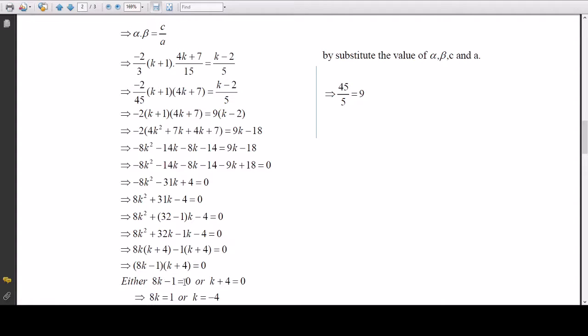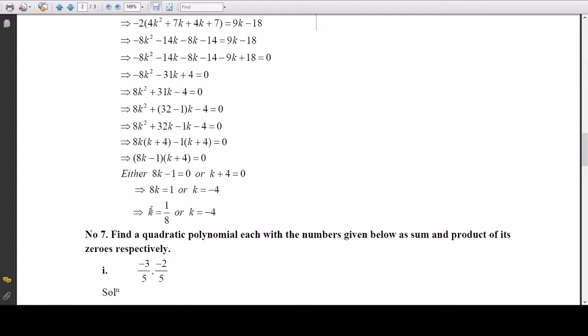Either 8k minus 1 equals 0 or k plus 4 equals 0. 8k equals, taking this 1 to the right it is minus, it will be changed to plus. This plus will change to minus. Okay. k will be 1 by 8 or k will be minus 4. Clear? We have found out the value of k, which is 1 by 8 or k is equal to minus 4. Now you again watch the video right from the beginning to understand it clearly how we arrived at the value of k to be 1 by 8 and k is equal to minus 4.